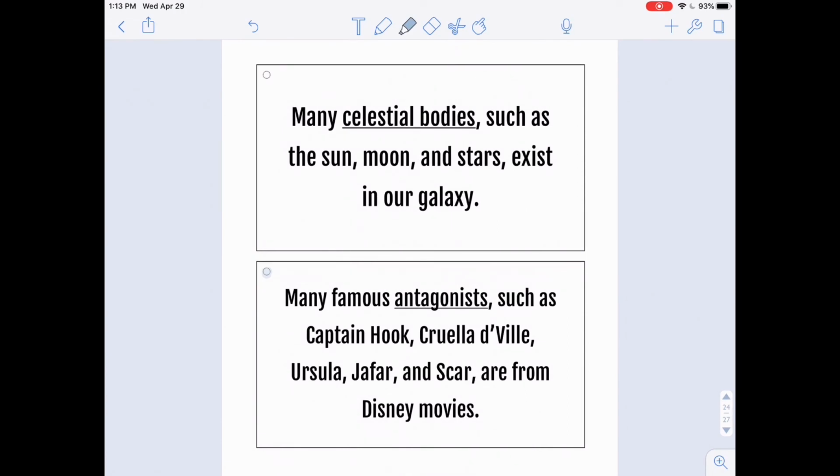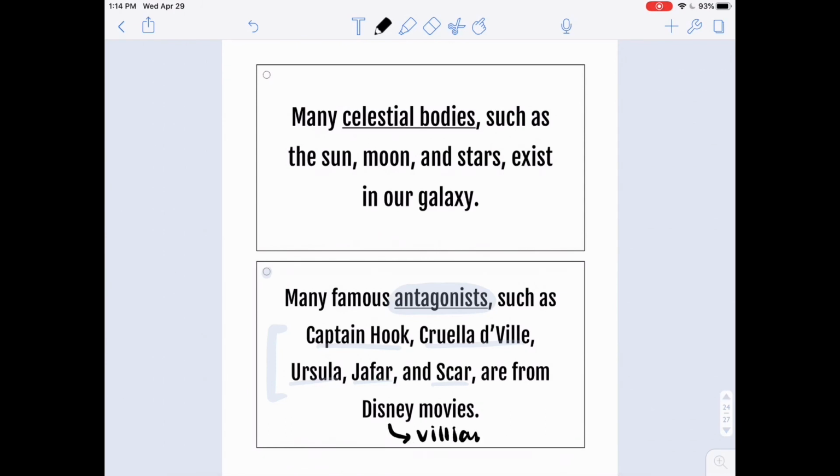Okay, here's our last one. Many famous antagonists, such as Captain Hook, Cruella de Vil, Ursula, Jafar, and Scar, are from Disney movies. So I'm looking at all these characters. We've got Hook, Cruella de Vil, Ursula, Jafar, and Scar. It sounds like they're listing these people as examples of antagonists. So we might think, what do they have in common? They're all villains. So they're all villains in these Disney movies.